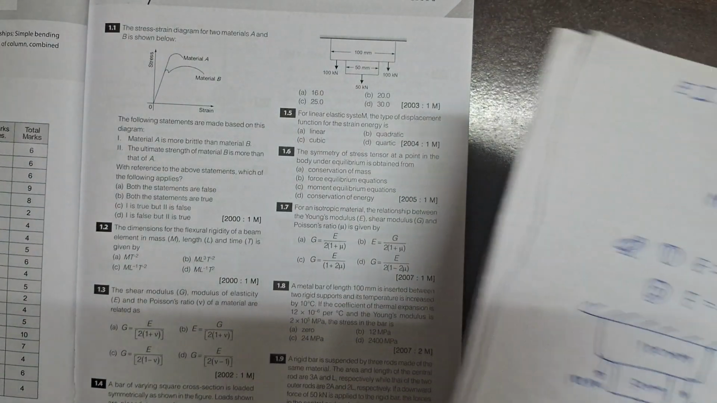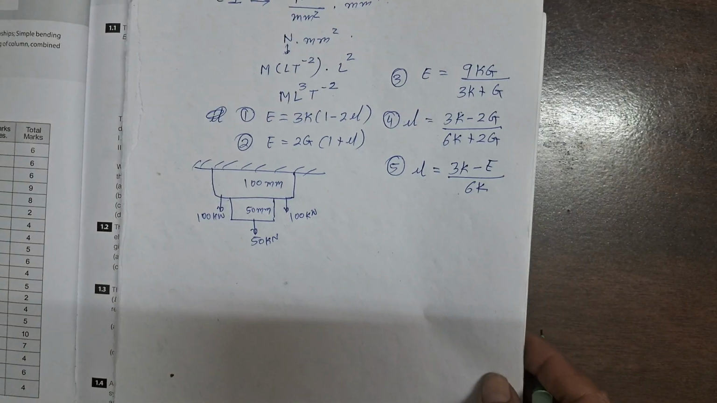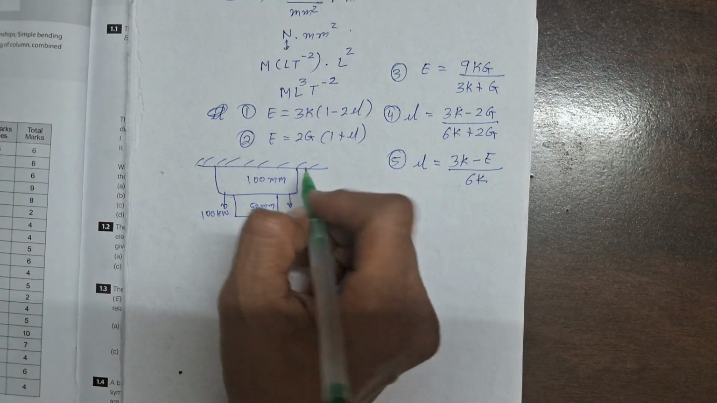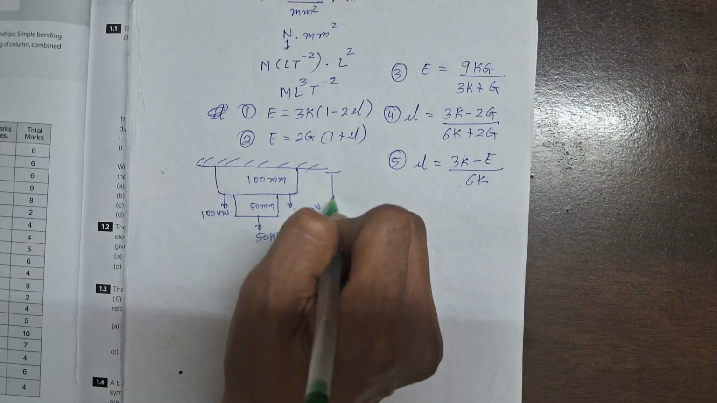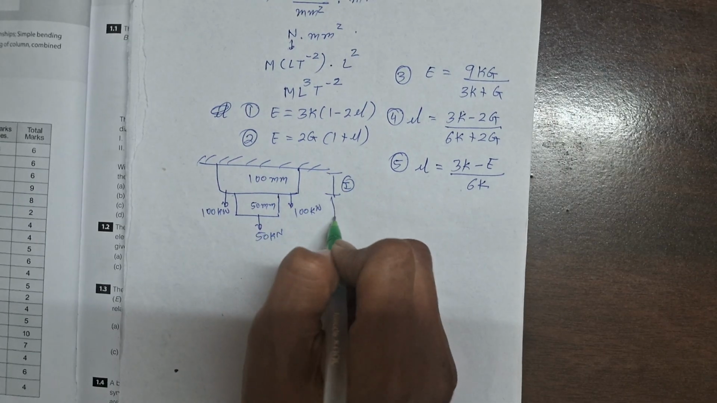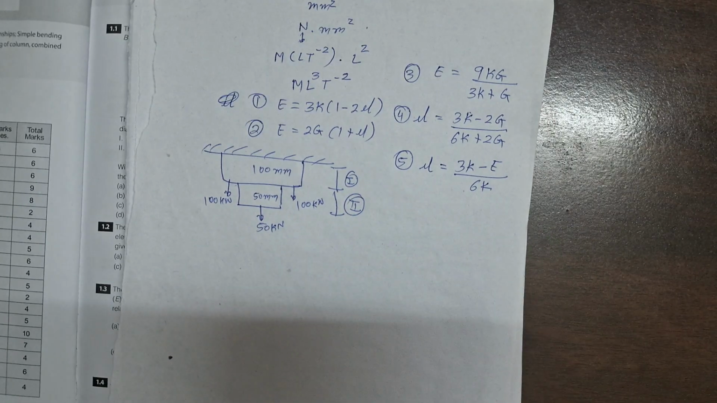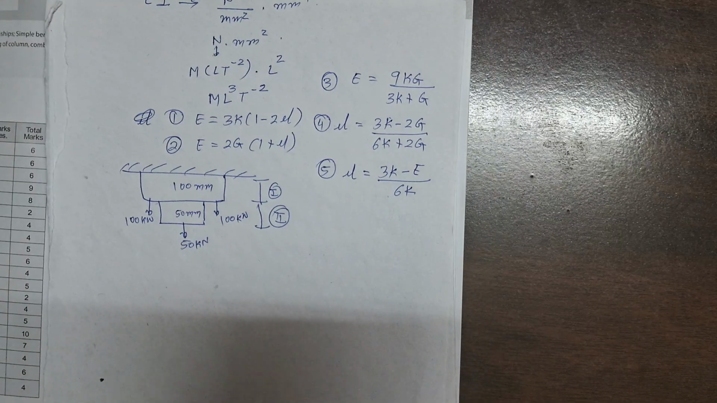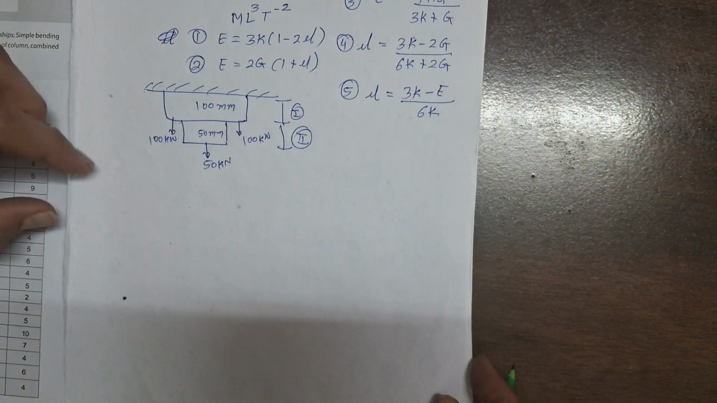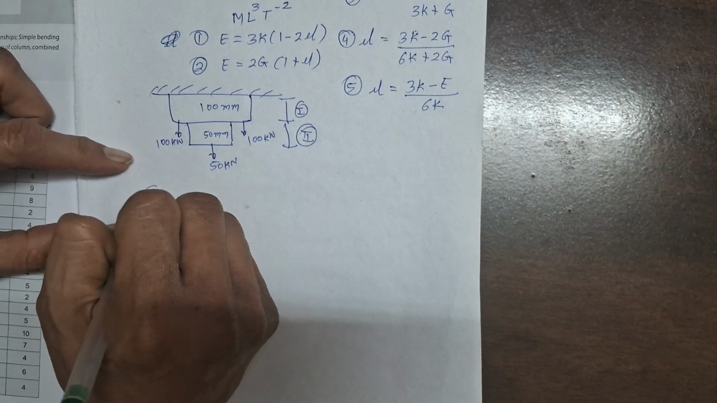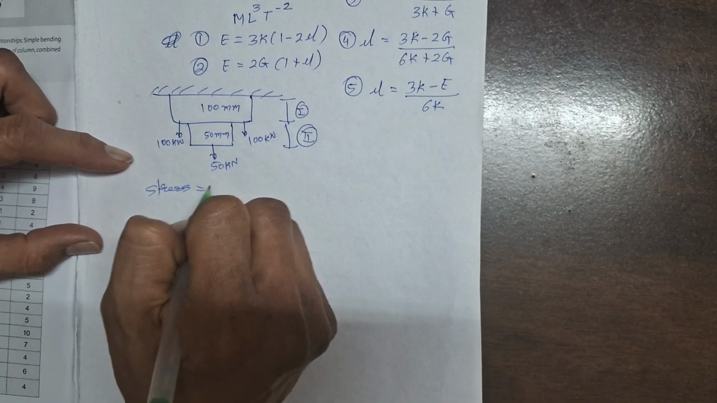Now I am supposed to find out the stress in both the parts. Suppose this is part 1 and this is part 2, right? In both the parts, whatever the maximum stress is, that will be my answer. I know the formula of stress is equal to force upon area, right?